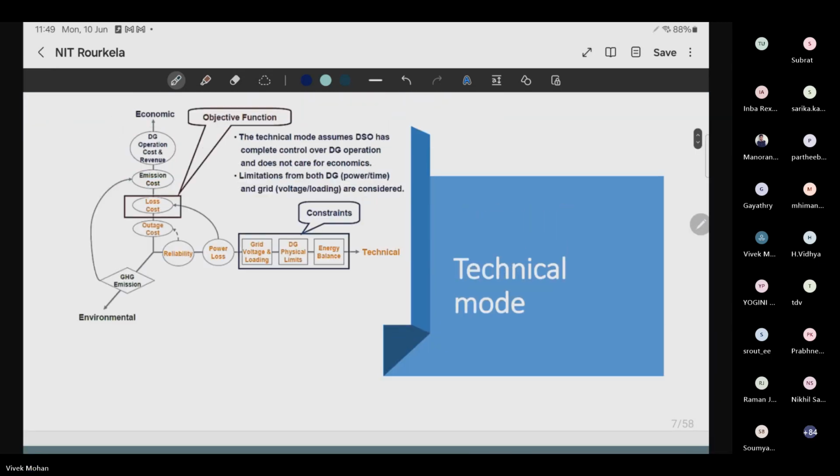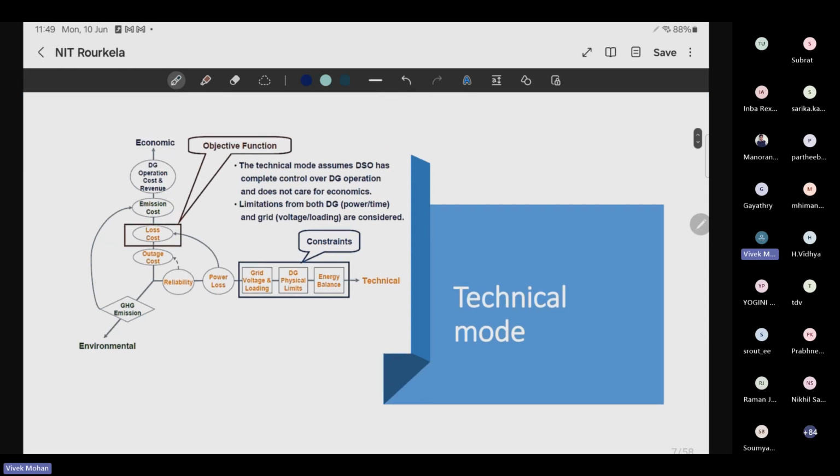Now, there is another mode. This is technical mode. So technical mode, in the sense, you see here, loss is the main objective. Loss is, of course, a technical function. Network loss is a technical function. So we are executing the energy management from a technical perspective. So our primary focus is on loss, but other technical factors are just formulated as constraints here. Now, emission we have discarded here. We have not put it in the objective. Of course, you can put it in the constraint, but you have not put it in the objective. Then DG operation cost and revenue also you have not put it in the objective. Rather, you have just kept loss as the objective. So this is one example for a technical mode of energy management in microgrid.